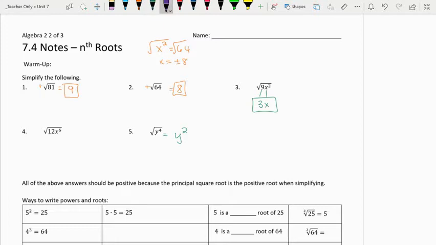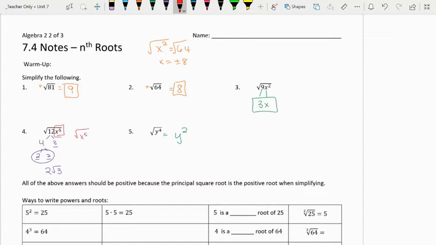And then we have number 4. So neither one of these are perfect squares. So what we have to do is split them up. So 12 is 4 times 3. 4 is 2 times 2. So we can rewrite that as 2 root 3. And then we have the square root of x to the 5th.